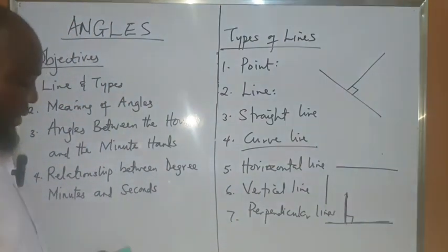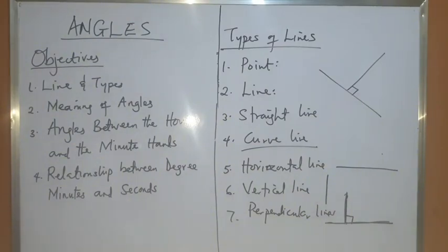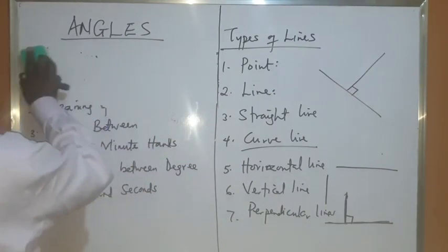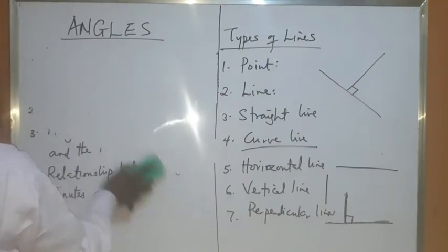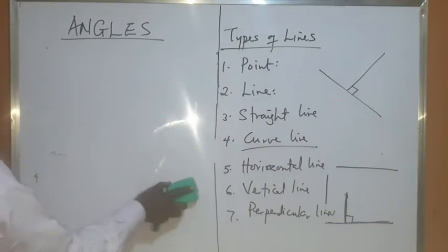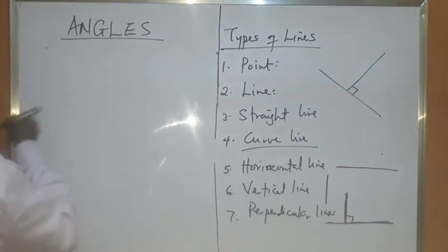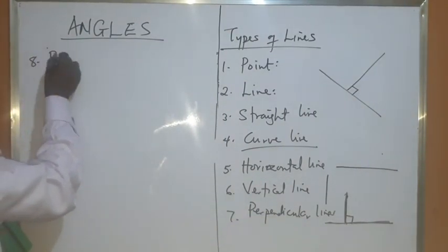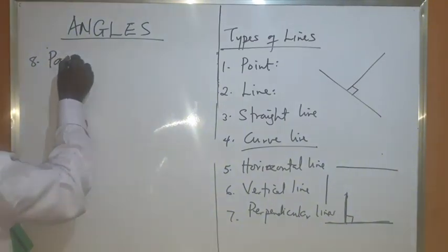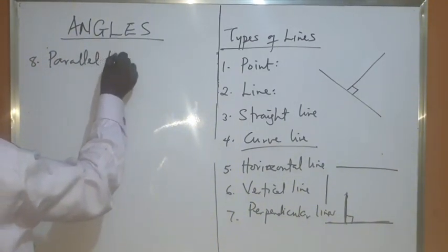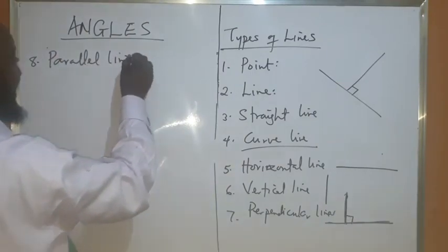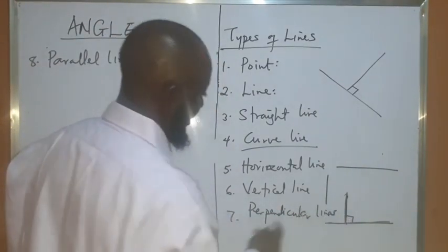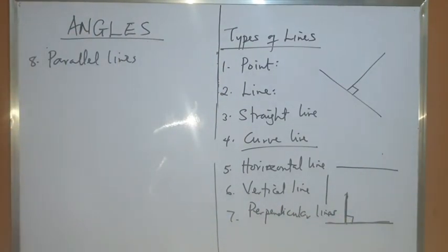Then we also have parallel lines. That is the next one we want to look at. Let me clean here. Parallel lines. That would be number 8, right? So number 8 here, we have parallel lines. Lines, rather. This one is also lines. So please take note.